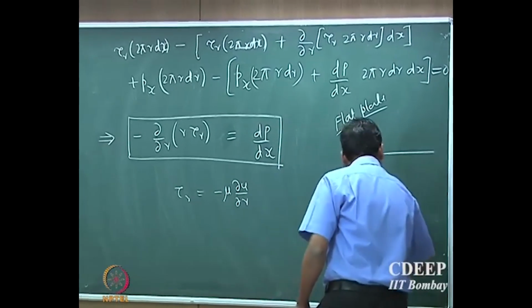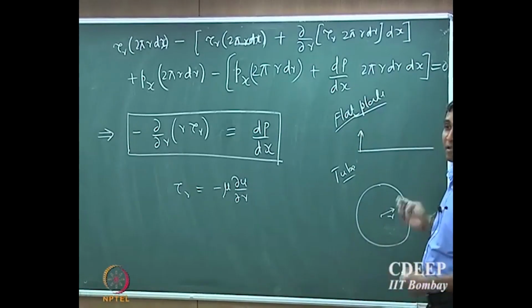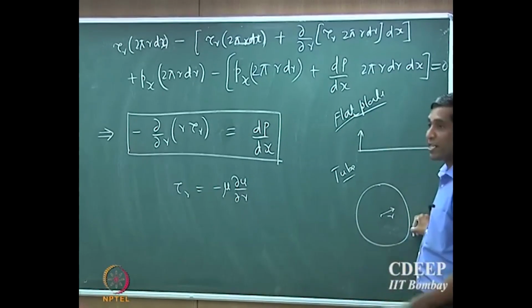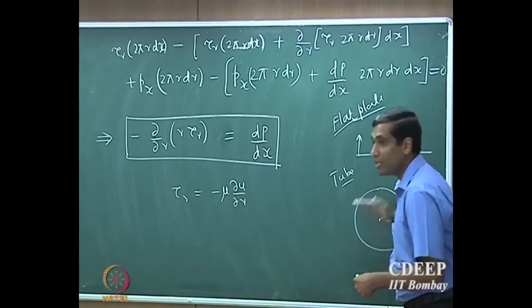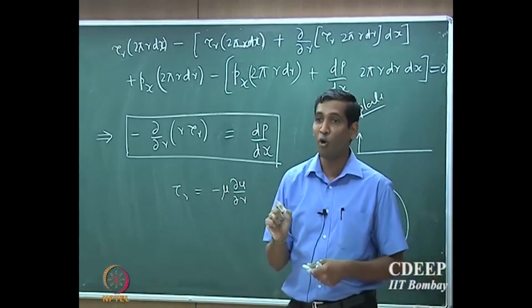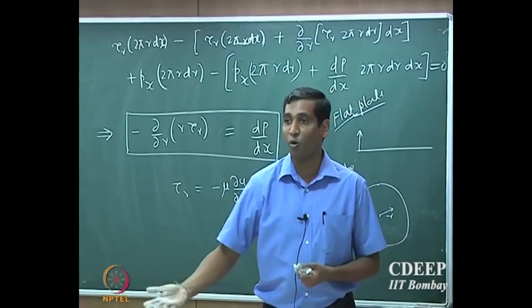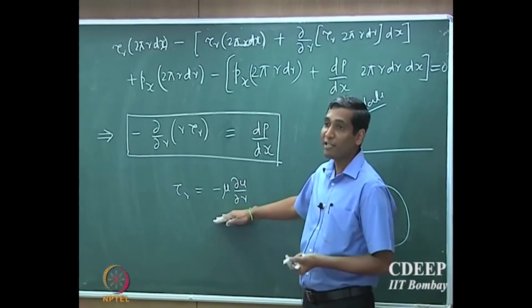If this is the center, the positive r direction is going outside from the center. So the wall is now located at r equal to r naught. Therefore, the effect of the wall is in the negative r direction. That's why you have a minus sign. So be very careful when you go from Cartesian to cylindrical coordinates or spherical coordinates. You should always be very careful about the sign that you use.